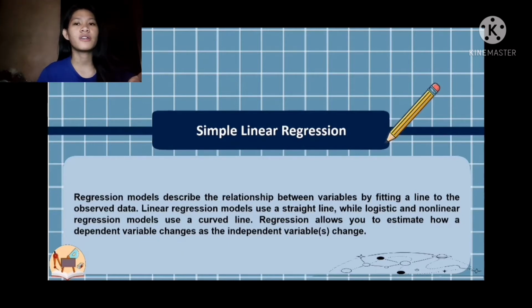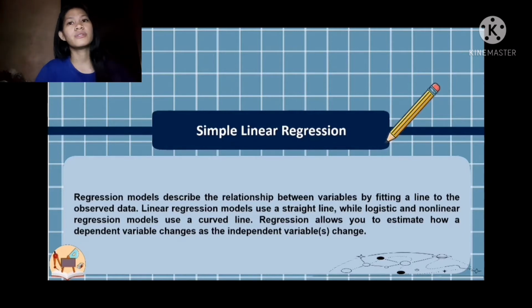When the function f of x is linear, the equation is f of x equals beta sub 0 plus beta sub 1 times x sub 1. If beta sub 1 is greater than 0, then there is a positive linear relationship. While if beta sub 1 is less than 0, there is a negative linear relationship.